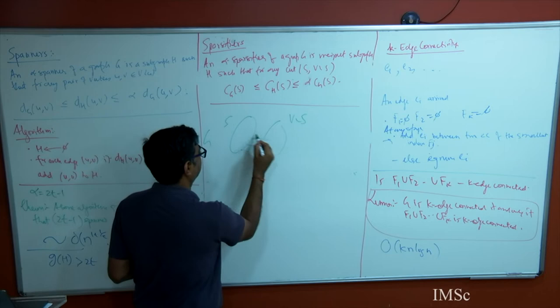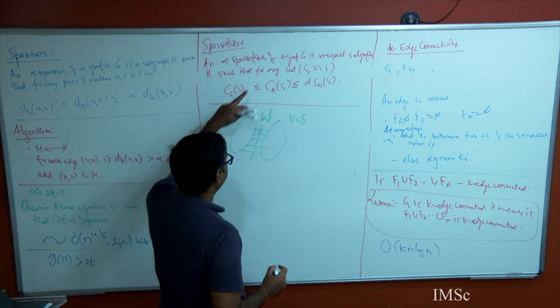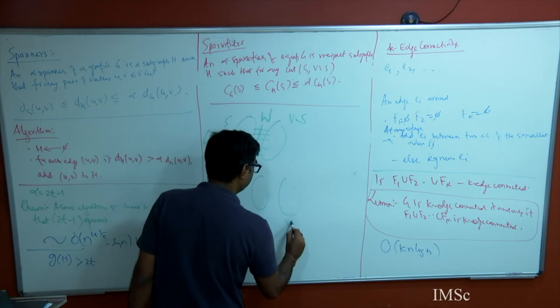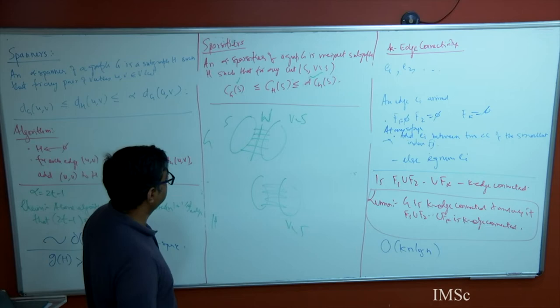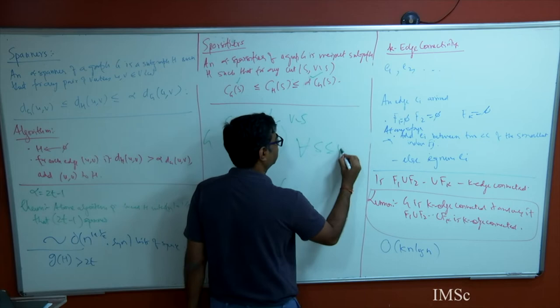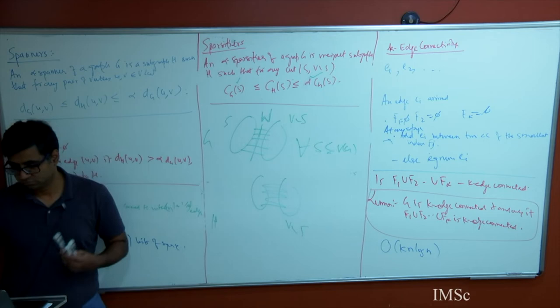So basically, given a graph G, I can come up with a graph H and put some weights on the edges such that if you look at the corresponding cut S and V minus S, imagine there are some weighted edges. The capacity of the cut edges in H is at least this much, and at most alpha times the capacity of the cut in G. This should be true for every S subset of V of G. So for every cut, I'm preserving it with roughly this property.